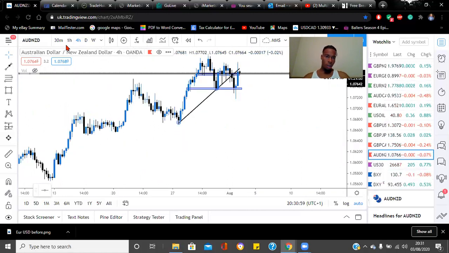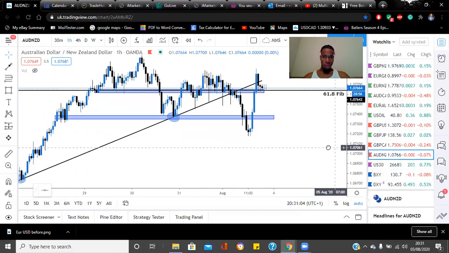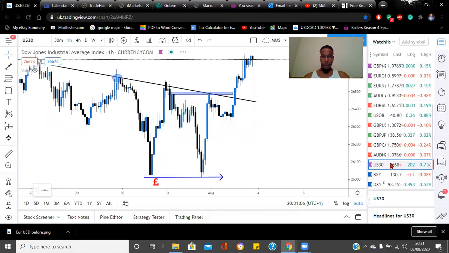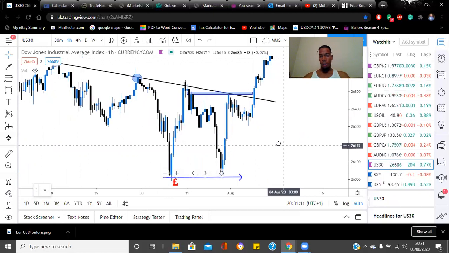AUDNZD. Go to the 1 hour. Was there something here? No, it's very choppy. So it doesn't take long to analyze and draw charts as long as you know what you're doing.